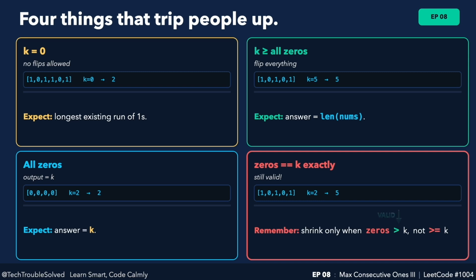So this one is correct. This one is a bug. While zeros greater than or equal to K shrinks valid windows. Wrong answer every time. These are not tricks. They are all direct consequences of zeros less than or equal to K. Know the rule and you know all four.